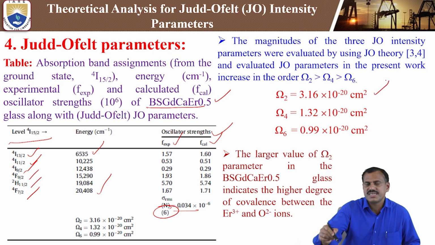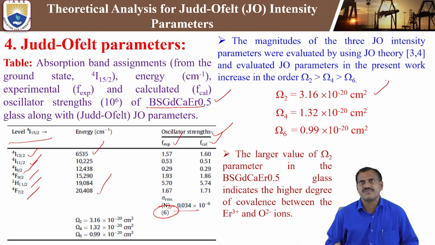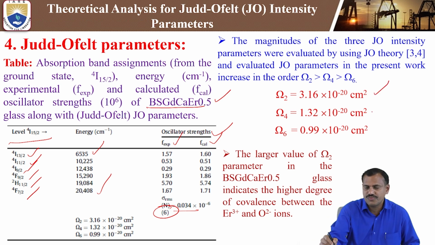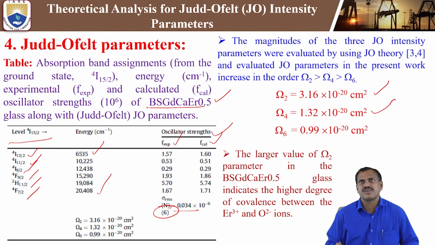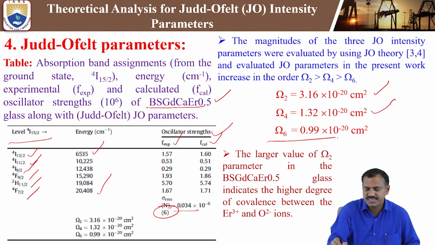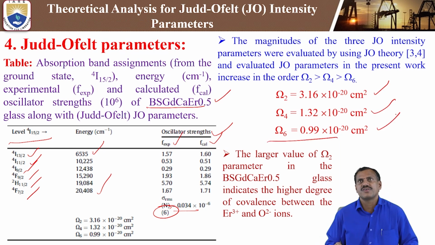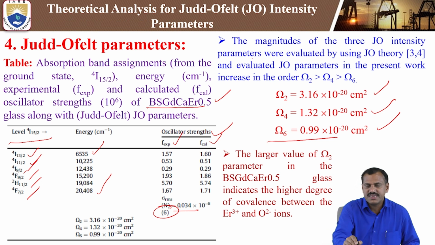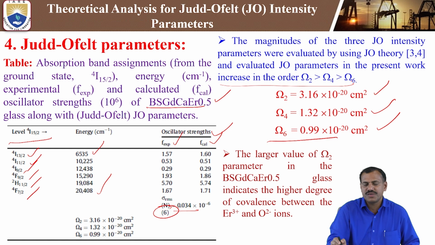Omega 2 is 3.16 times 10 power minus 20 centimeter square. Omega 4 is 1.32 times 10 power minus 20 centimeter square. Omega 6 is 0.99 times 10 power minus 20 centimeter square. The magnitudes of the three JO intensity parameters were evaluated using JO theory, and the evaluated JO parameters in the present work show the trend omega 2 greater than omega 4 greater than omega 6.